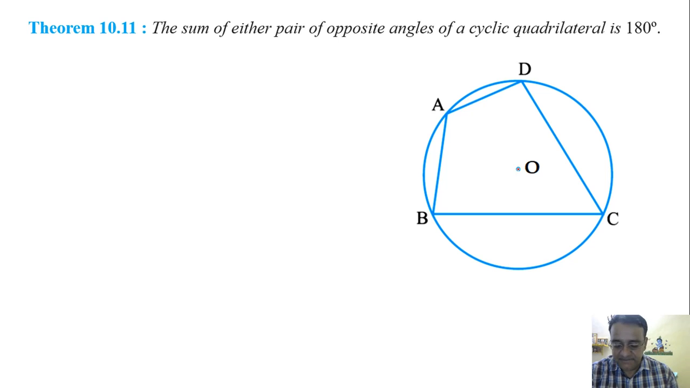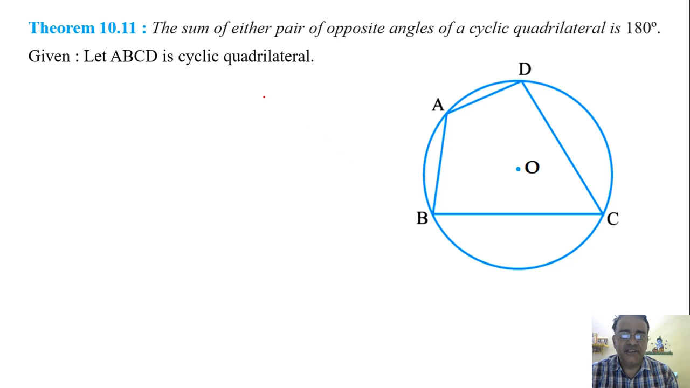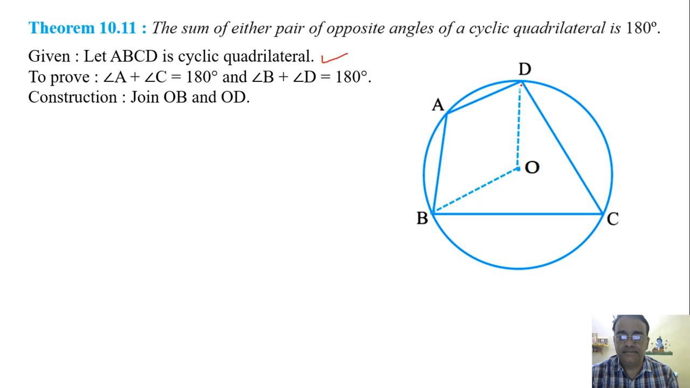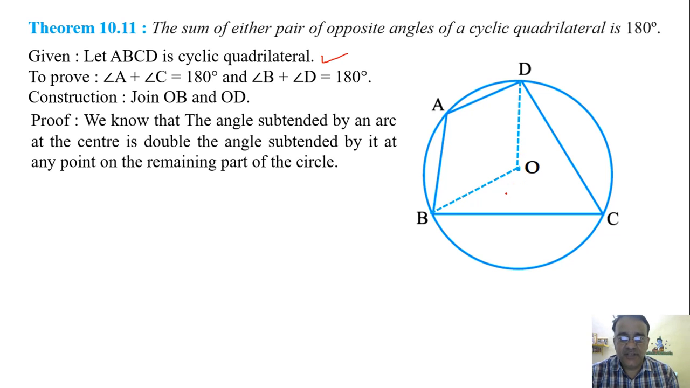First, let ABCD be a cyclic quadrilateral. What we have to prove is that angle A plus angle C is equal to 180, and angle B plus angle D is equal to 180. Both we have to prove. So we'll do one construction. We'll join OB and OD. Now we know that the angle subtended by an arc at the center is double the angle subtended by it at any point on the remaining part of the circle.